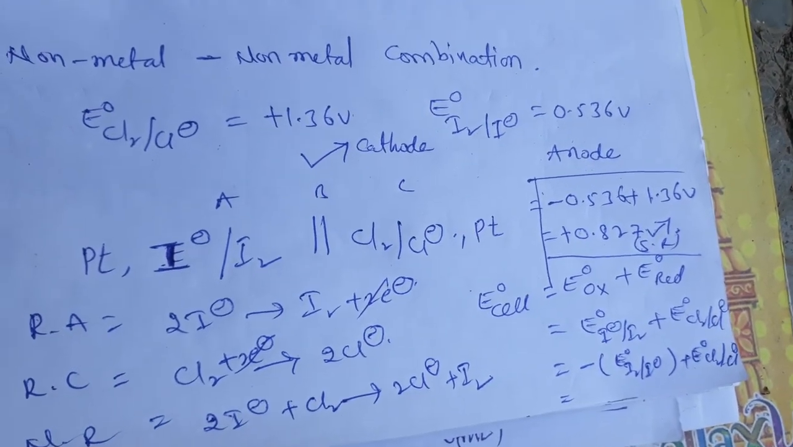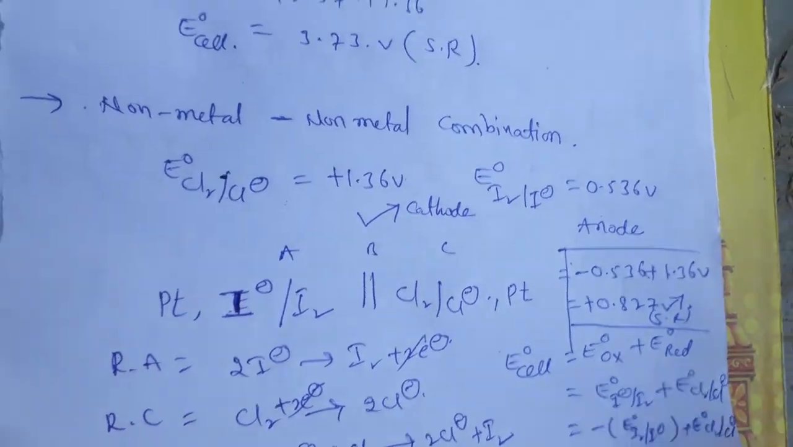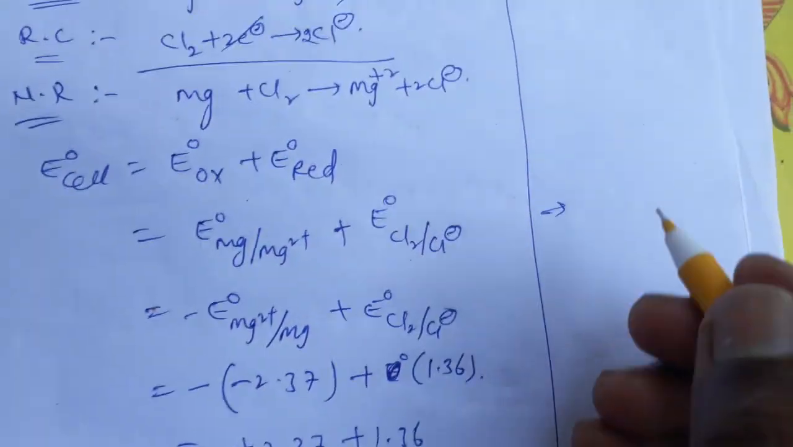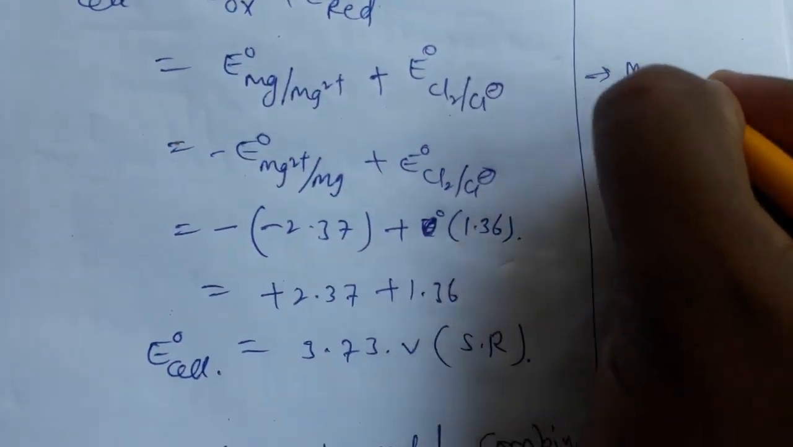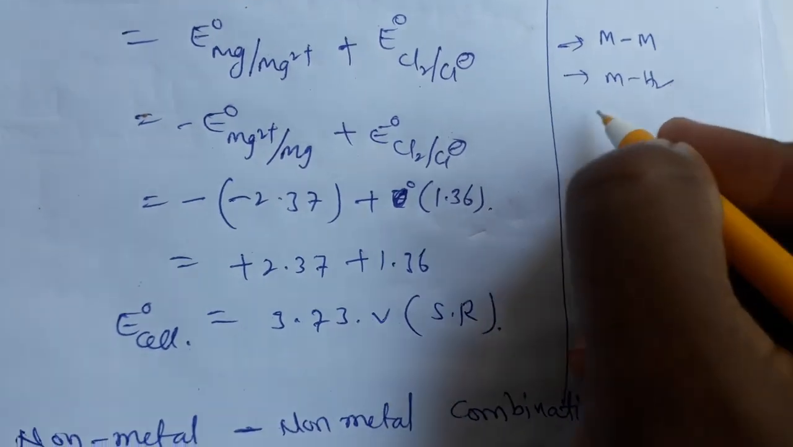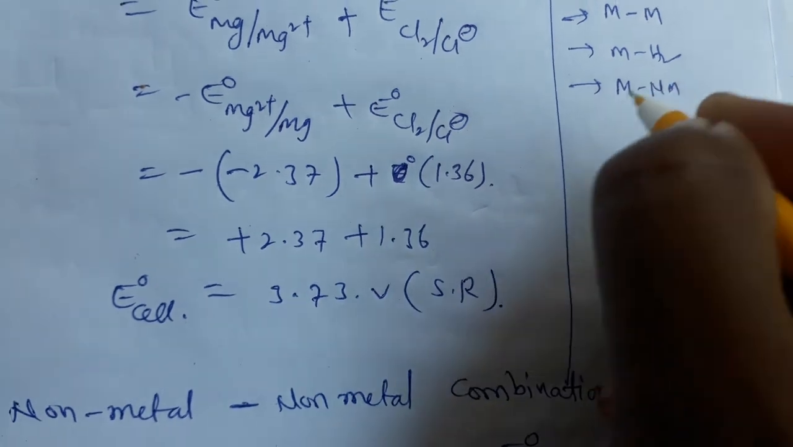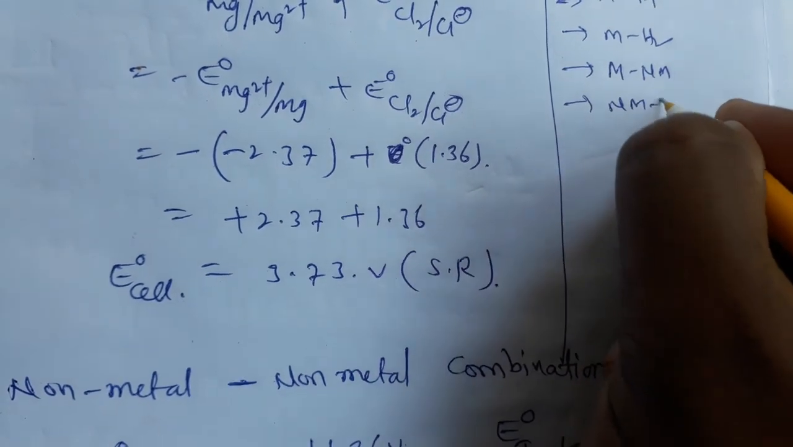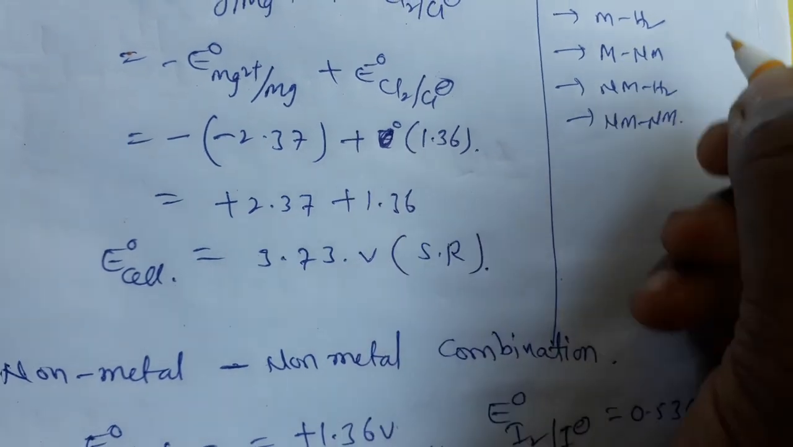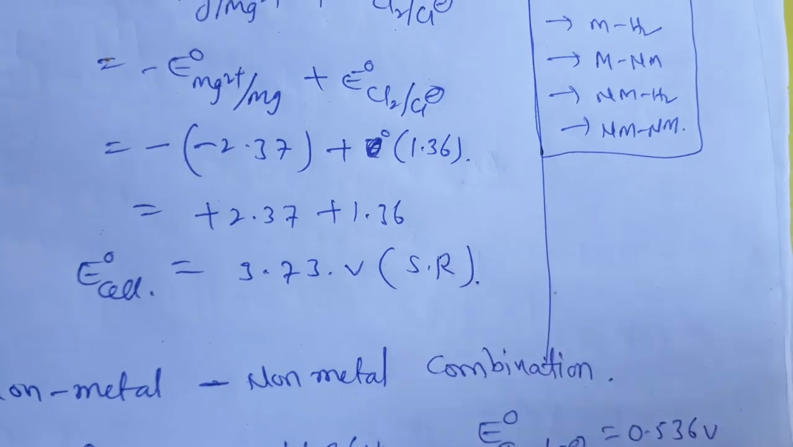So this is about the non-metals and metals combination. First we combined the metal combination, next metal hydrogen combination, and metal non-metal combination, and non-metal hydrogen combination, and non-metal combination. So these are the combinations we studied with the spontaneous reactions.